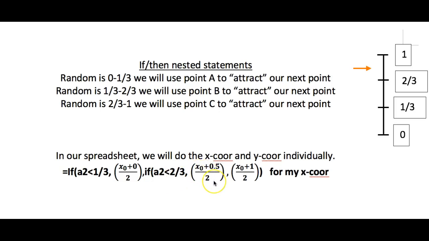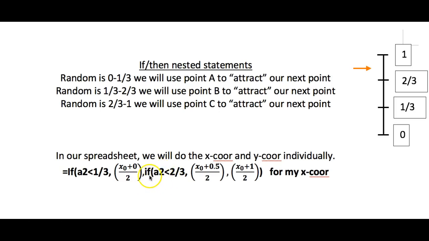So we can do this with what we call a nested if-then statement. What we're going to do is filter out and take out anything less than 1/3, and then apply it to make an attractant towards A. Remember that the x-coordinate of A is 0. So that's what I put in there. If this is true, then we're going to do this operation right here. Else, if it's not true, then we're going to go to the next step.